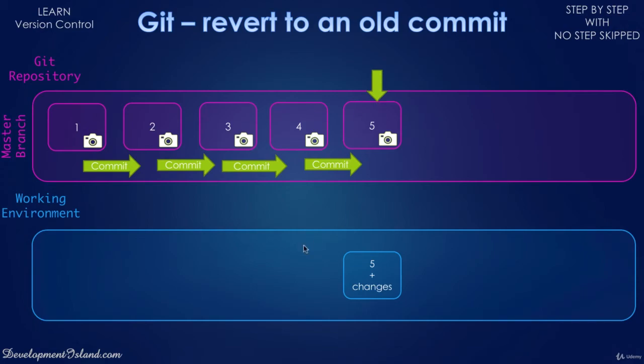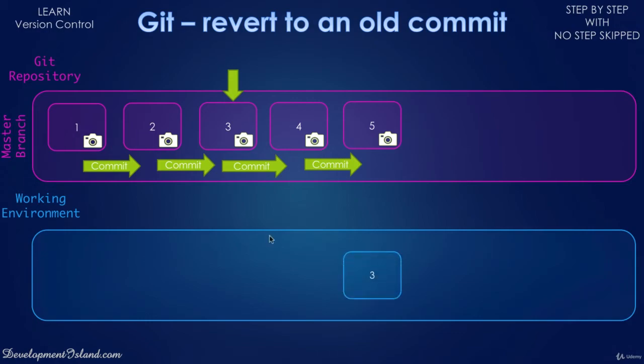So what we want to do is use an old commit. So let's say commit number 3. So we're going to move the head to that commit like that. And then we are going to change the content of our Git or our working environment to the content of that old commit, like this.